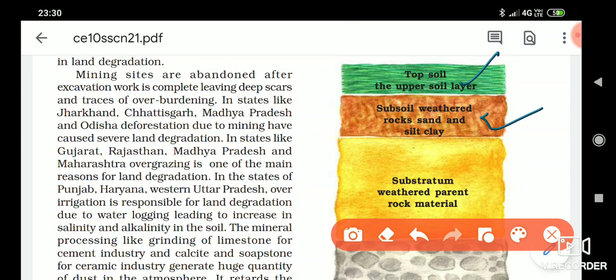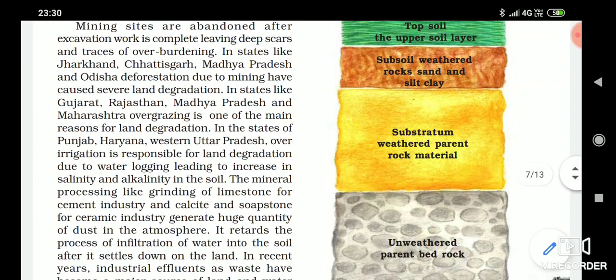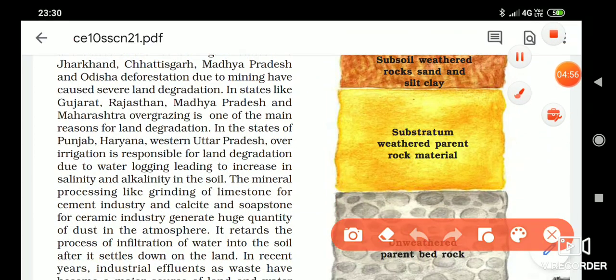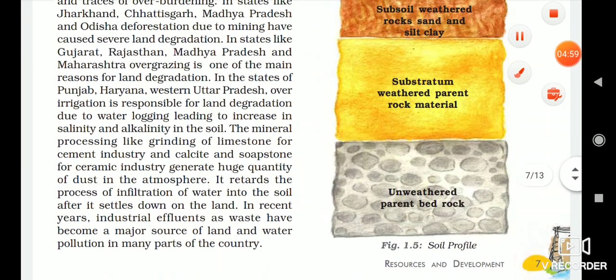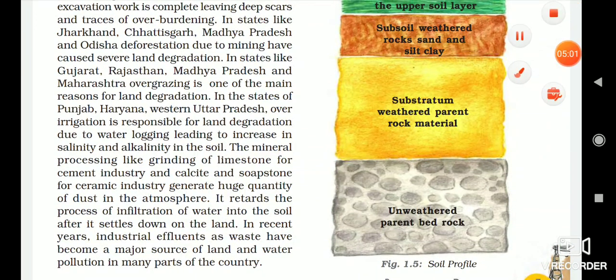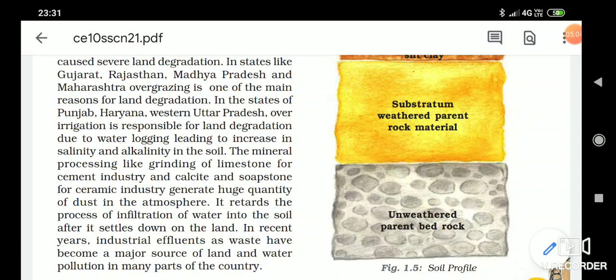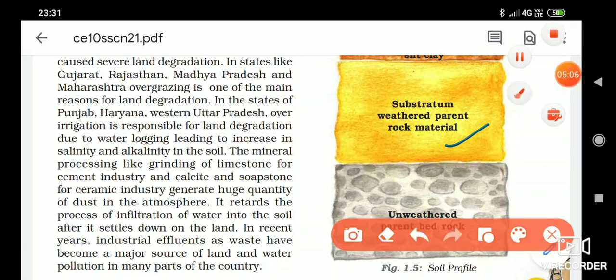If you dig a bit through the topsoil, the upper soil layer, after some feet below you'll get some wet soil and so on. That is the second part, subsoil and weathered soil. Okay, below this you will get the substratum, weathered parent rock material, and below this you will get unweathered parent bedrock material.